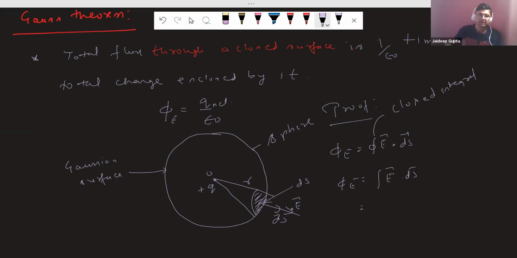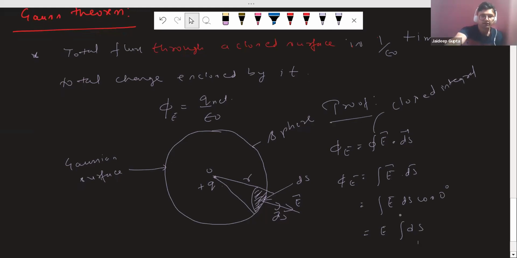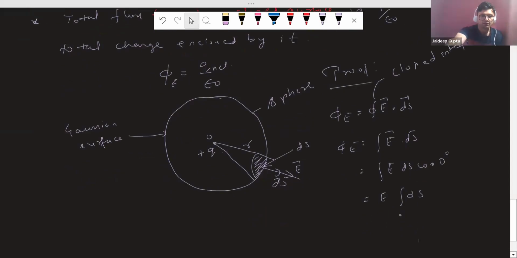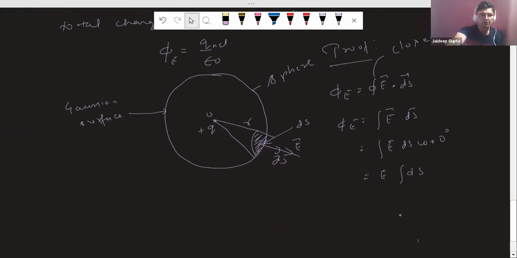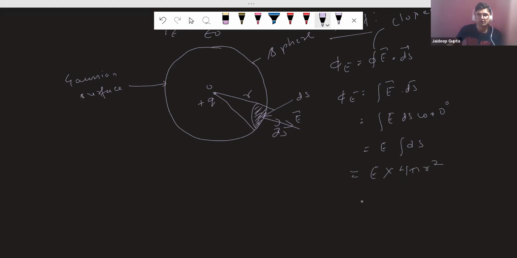So what is the direction of the area vector relative to the electric field? 0 degree. Same direction, cos 0. All right. So E dS. What is the area of the sphere, Iram? Sorry, area of a sphere, not a circle. Sphere. 4 pi r square.